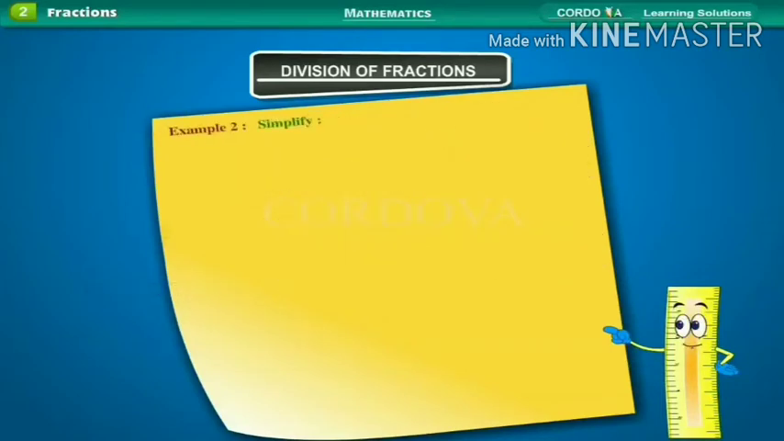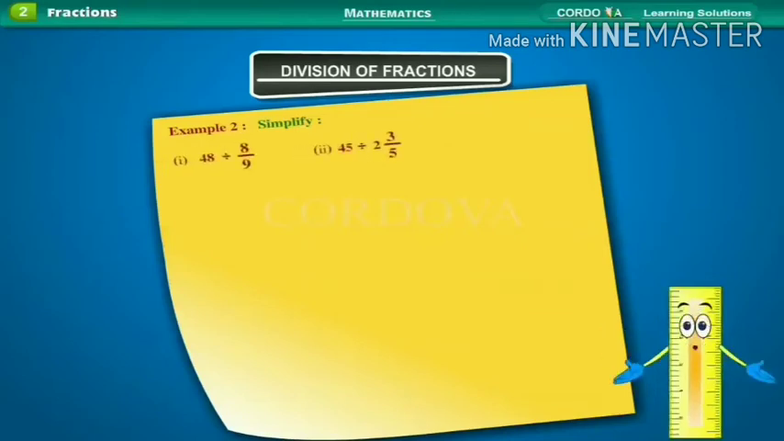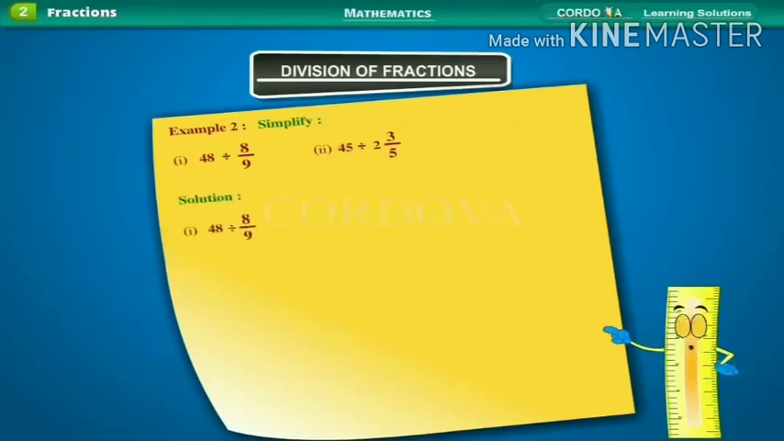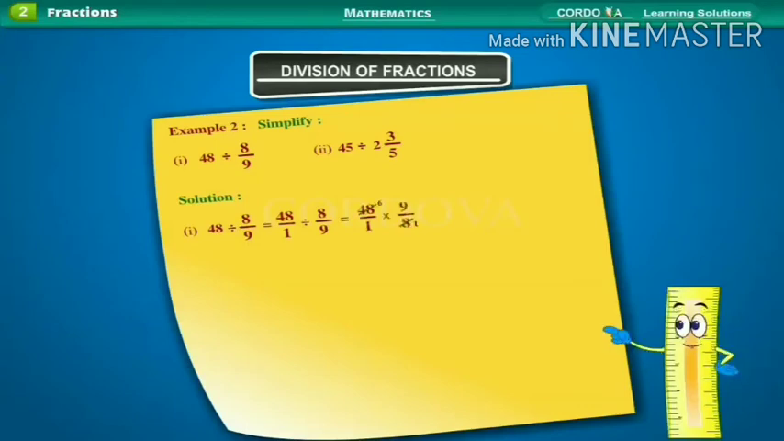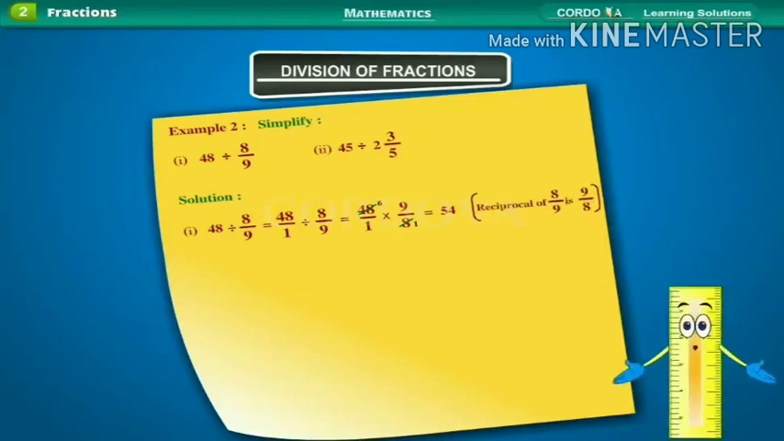Example. Simplify. 48 divided by 8 upon 9. 45 divided by 2 and 3 upon 5. Solution. 48 divided by 8 upon 9 is equal to 48 upon 1 divided by 8 upon 9, which is equal to 48 upon 1 into 9 upon 8, which is equal to 54. Reciprocal of 8 upon 9 is 9 upon 8.